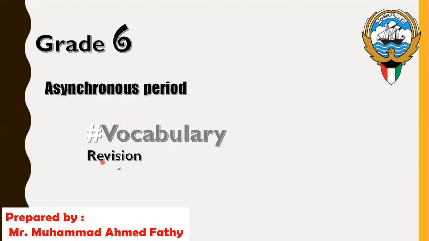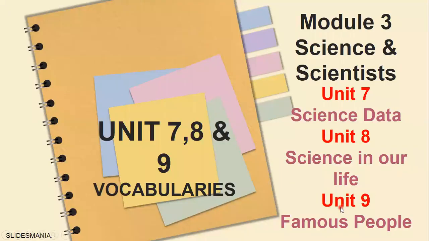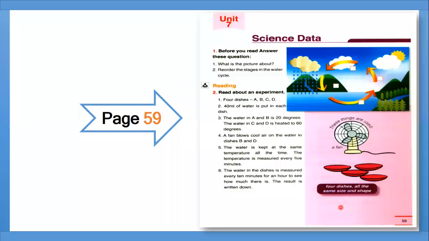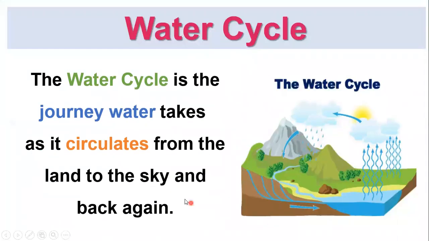We are going to study and revise some vocabulary from Unit 7, 8, and 9. So with no further ado, let's get started. We are going to start with Unit 7, your student's book, page 59, Science Data. We have the first word.